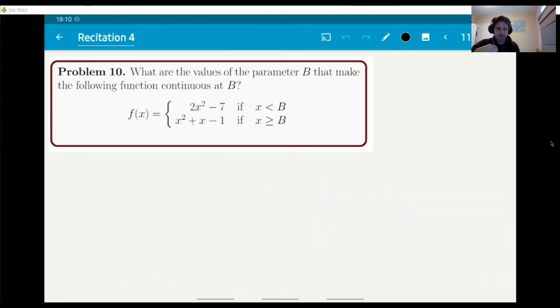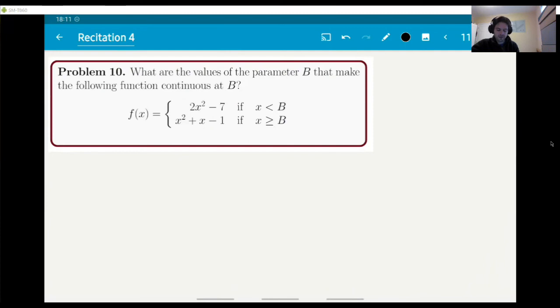Now I have a similar problem to this, but where the parameter is given in a different location. The parameter is called big B in here. What are the values of the parameter that make this following function continuous at big B? So there are two expressions for the function, but the place where it breaks is unknown. It's a B.